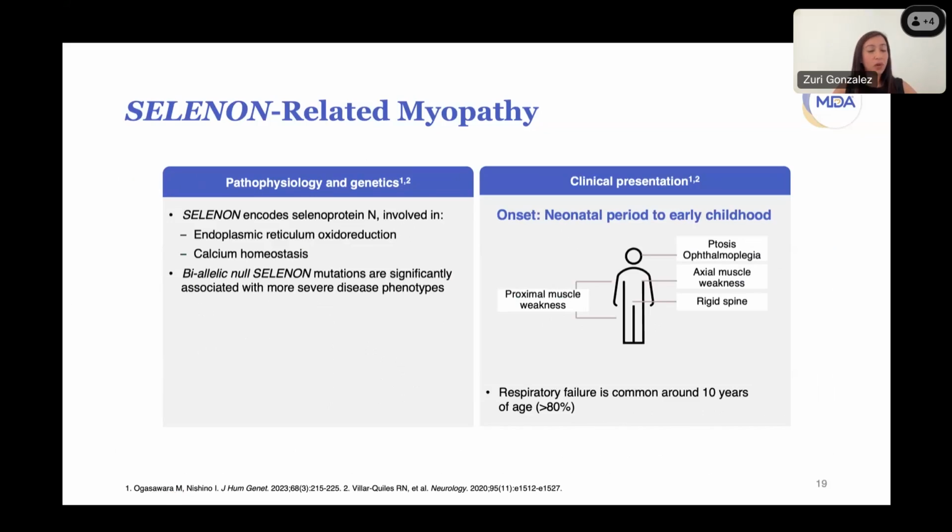Within this core myopathy, we also have the selenon-related myopathy. This is going to encode the selenoprotein N, which also participates in calcium homeostasis. Typically, the onset is in the neonatal period to early childhood. They can present with proximal weakness, axial weakness, ptosis, ophthalmoplegia, and one of the features in this group is the rigid spine. Patients will have a lot of difficulty extending or flexing the neck due to the contractures that they will present. And typically, respiratory failure is very common around 10 years of age in more than 80% of the cases.